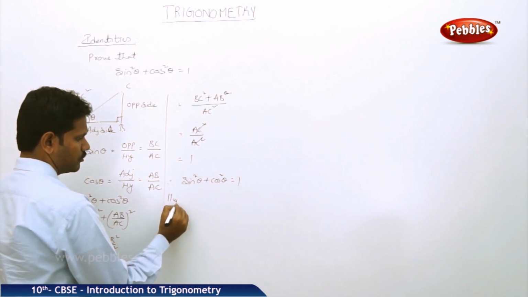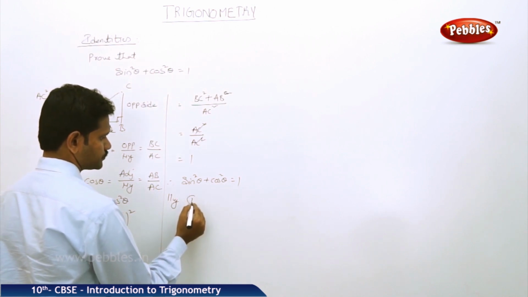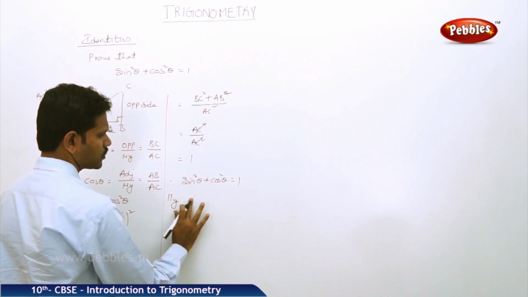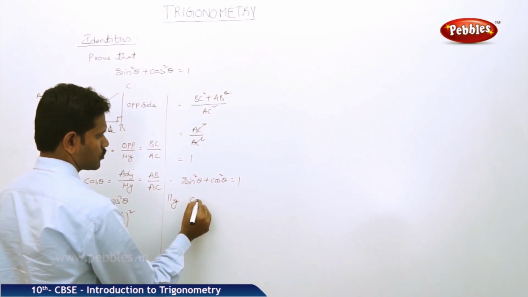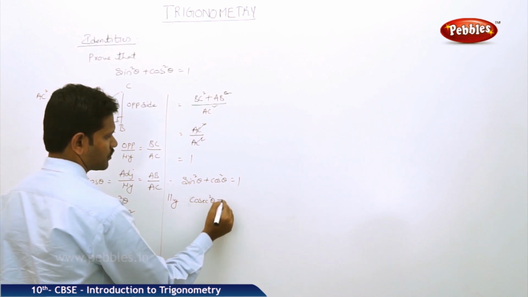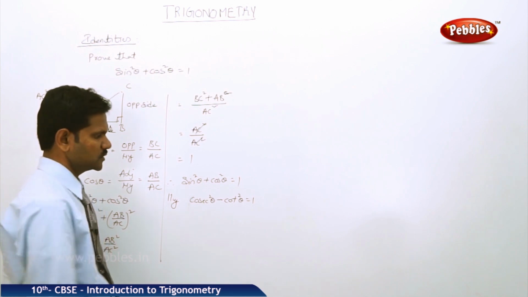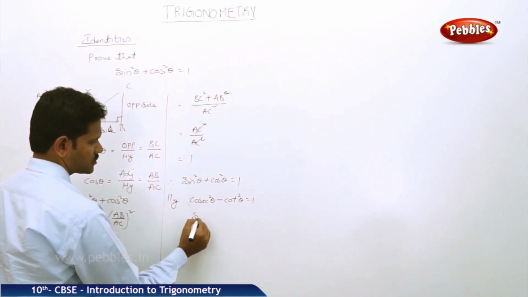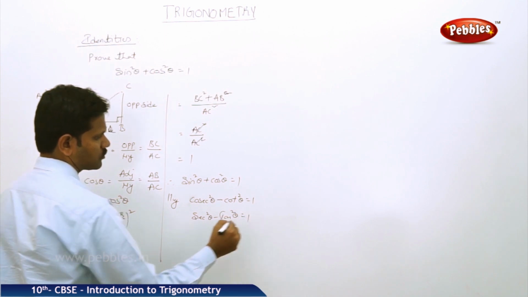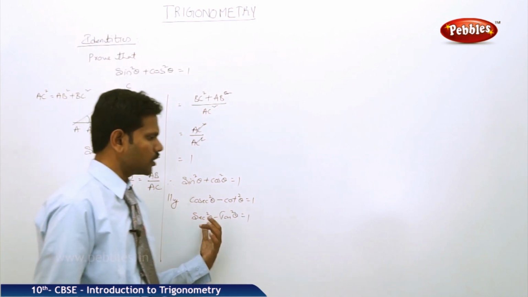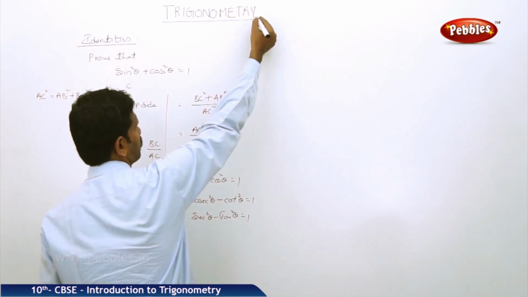Similarly, we can prove cosecant square theta minus cot square theta is equal to 1, and secant square theta minus tan square theta is equal to 1. Now let us see how many sub formulas are generated from these.